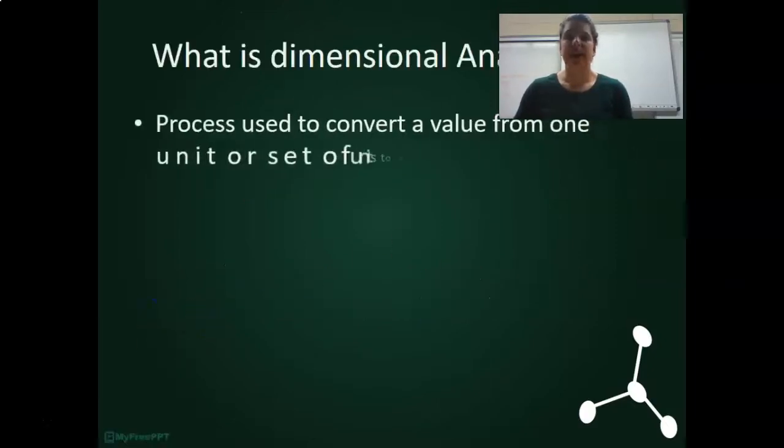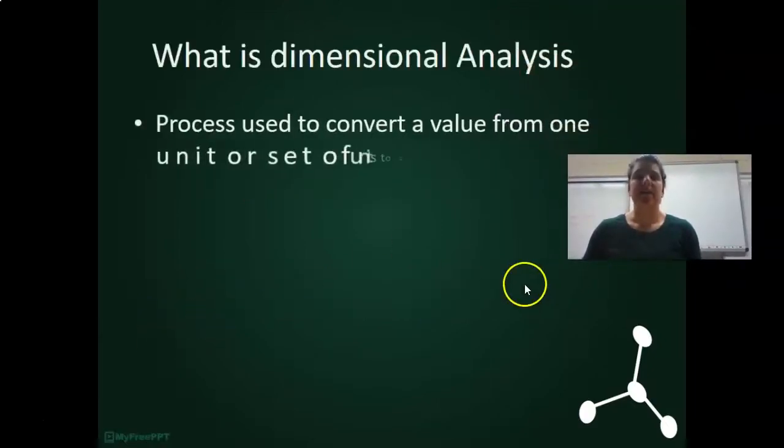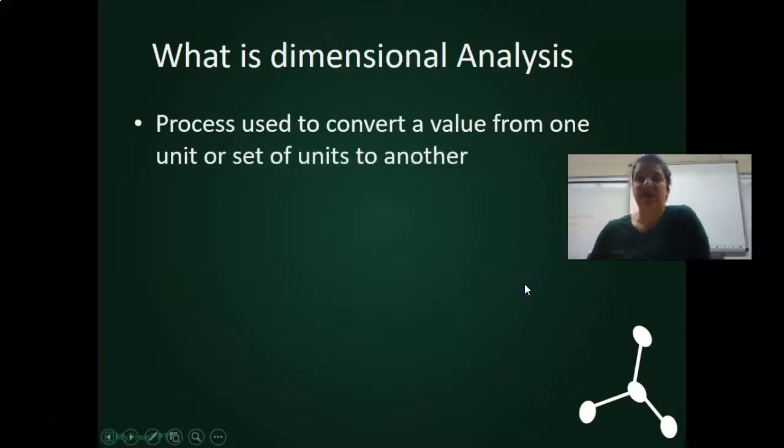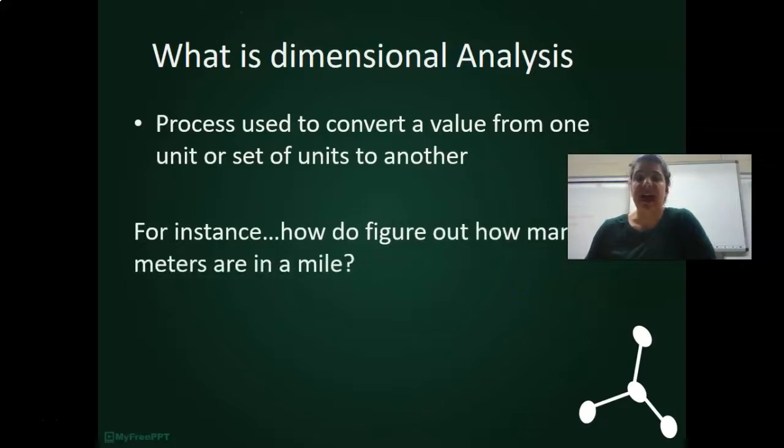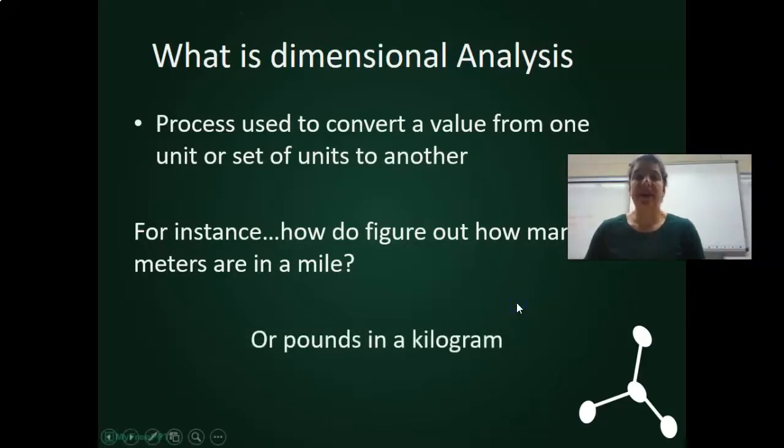What is dimensional analysis, right? Well, it is the process used to convert a value from one unit or set of units to another. So for instance, how do we figure out how many meters are in a mile? A mile is an English unit, meters is a metric unit, right? So we need to convert something in order to figure out how many meters are in that mile. Or how many pounds in a kilogram, right? Two different units, and we need to be able to go back and forth between the two of them.